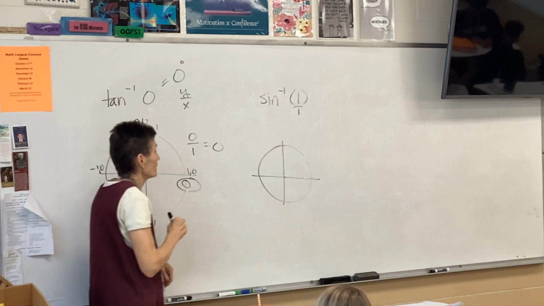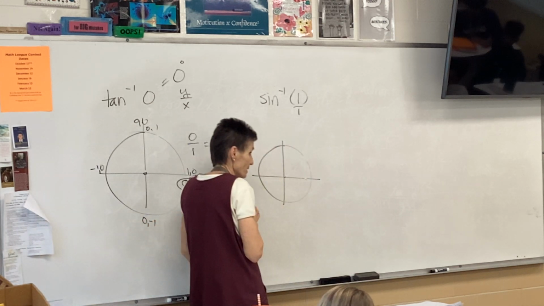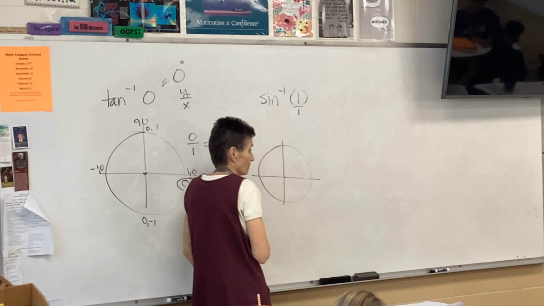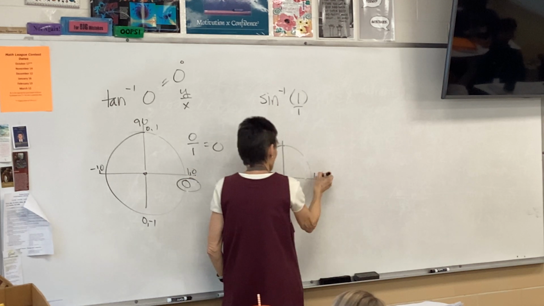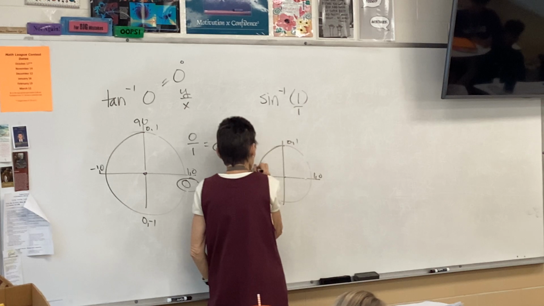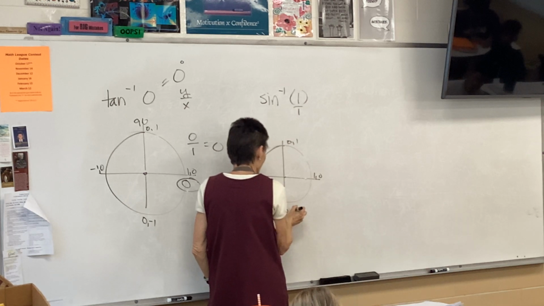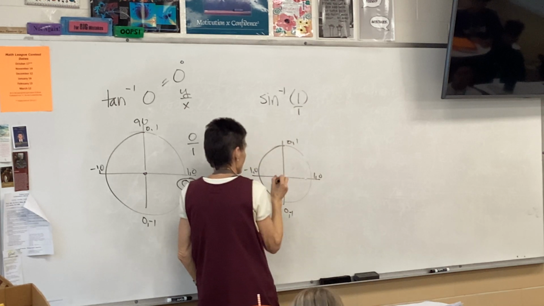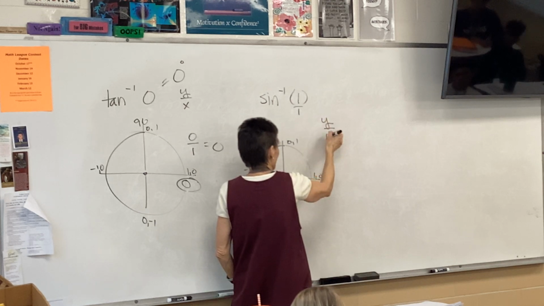Right here. Now, where do I get a sine that's 1? Well, again, think about your circle. And what is sine? Y over r?